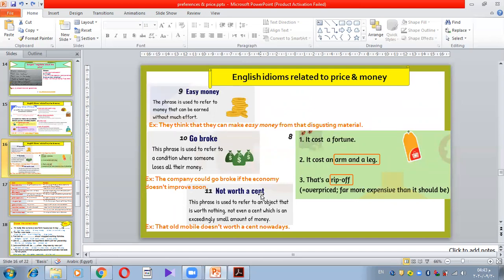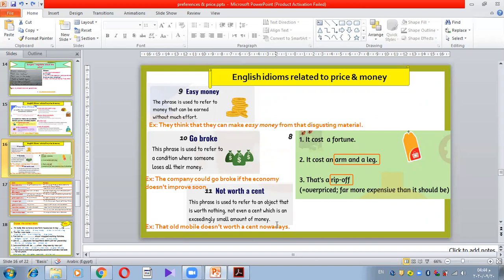Not worth a cent. It's used to refer to an object that is worth nothing. It means it doesn't have a value, not even a cent, which is an exceedingly small amount of money. That old mobile isn't worth a cent nowadays. It means if you have an old mobile, it's not gonna give you money. It's not worth a cent.